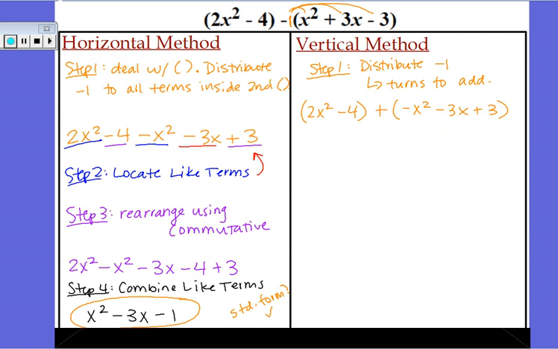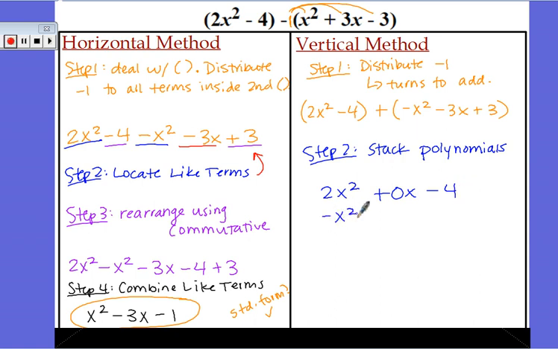After that, I then go ahead and stack my polynomials. Okay, so I'm putting, again, 2x squared first. I need a placeholder for the x's since the first polynomial does not have any x's. And then minus 4 second or third. The next one I have negative x squared minus 3x plus 3. Okay. Once I do that, the third step is to draw the line.